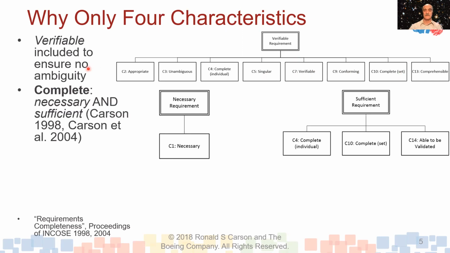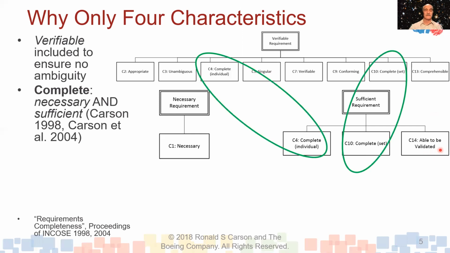So complete, this was actually first described in my earlier work in 1998 and the working group project in 2004, and has been emphasized throughout this series of presentations, that a requirement has to be both necessary and sufficient to be complete. And the idea of necessity maps directly to the C1 necessary characteristic. Sufficiency, however, includes several other things, that it's complete at an individual level and it's complete at the set level. In other words, the requirements are sufficient to satisfy the parent requirements and needs and able to be validated. And there's some overlap here with some of the verifiability criteria, as I've indicated here. So this is why I say the INCOSE 14 characteristics are not really disjoint.